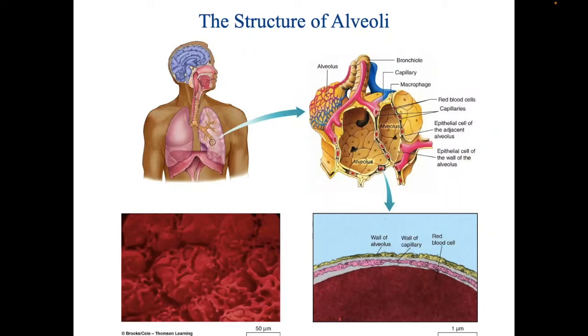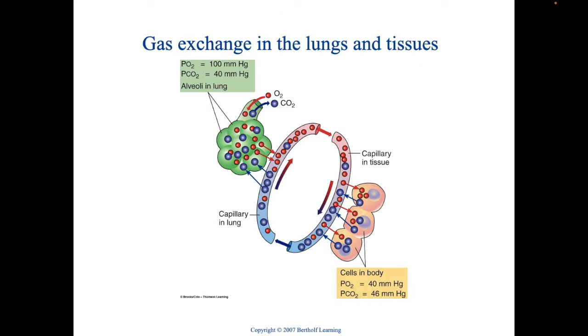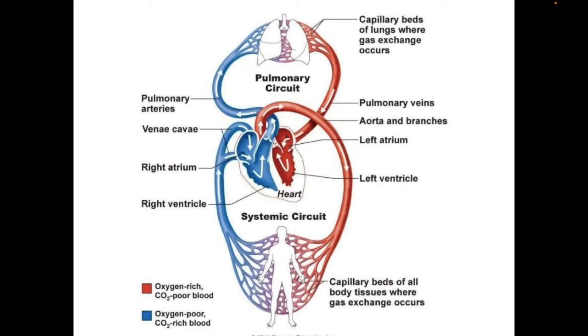So here you can see the structure of the alveoli at the end of the bronchioles, and you can see the capillaries that wrap around the alveolus, the arteries and veins. Remember, the veins are going to carry deoxygenated blood from the cells back to the heart. Arteries carry oxygenated blood away from the heart. So as we can see here, the heart is going to receive the oxygenated blood from the lungs, and then the heart is going to give it a big pump to the cells of the body.